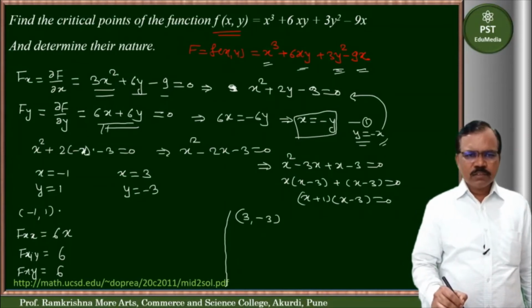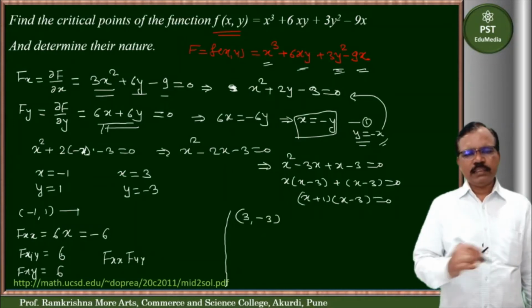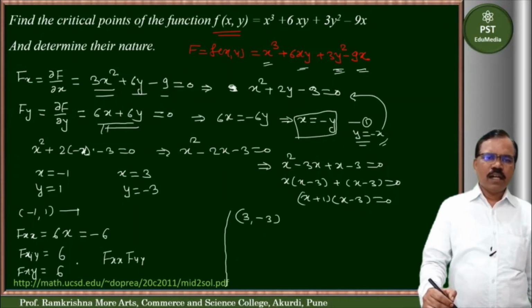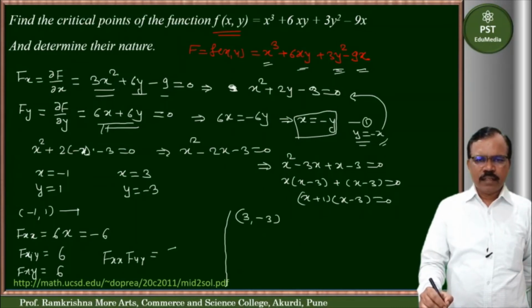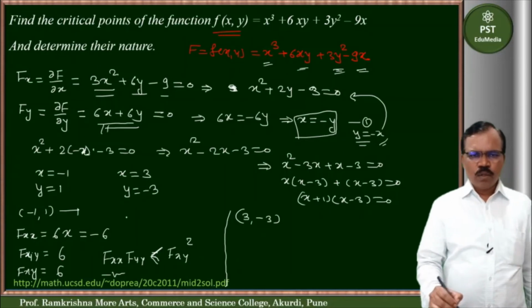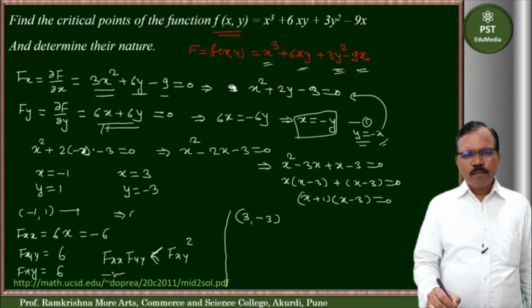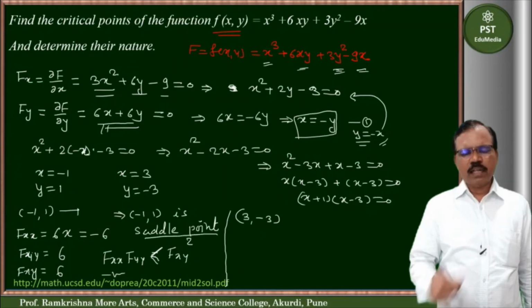And at minus 1, 1, we'll get fxx is minus 6. So you will observe fxx into fyy is minus 6 into 6, and fxy is 6. Now this is negative, so it is less than fxy square: minus 36 is less than 36. So I can say minus 1, 1 is a saddle point.